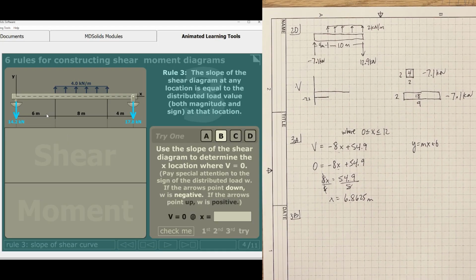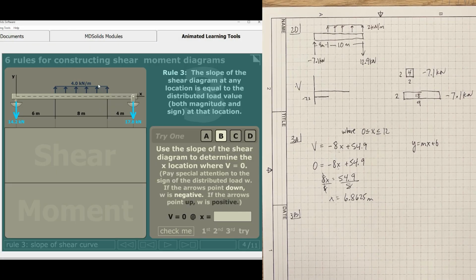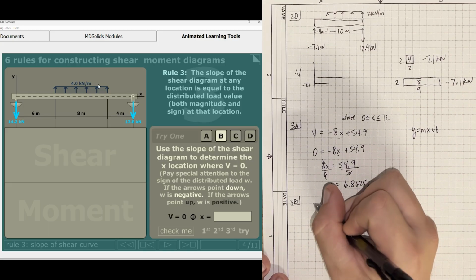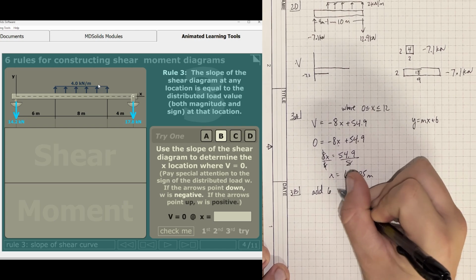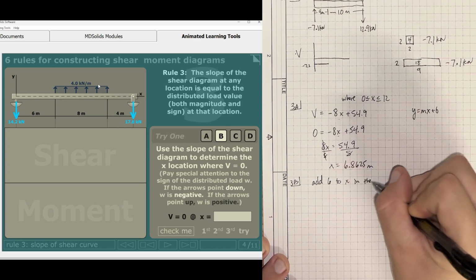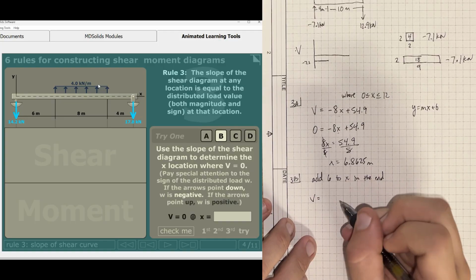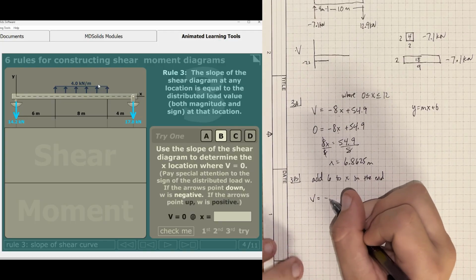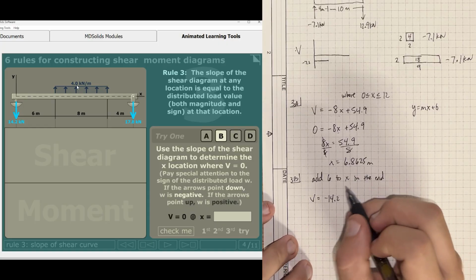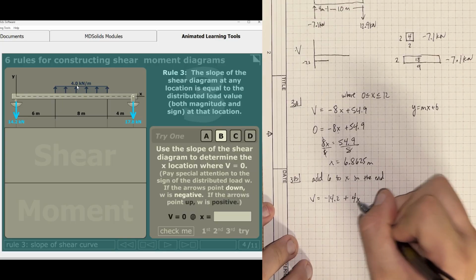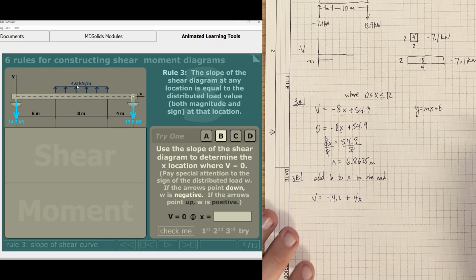Now 3B, this is where we've got to be careful. It is the case where 6 meters in, we do not have this uniformly distributed load being applied. And so what we need to do is add 6 to x in the end. So if we do that, we can set this up. V is equal to negative 14.2 kilonewton force, and then plus 4x, because it's going positive. Now they're asking where V is equal to 0.